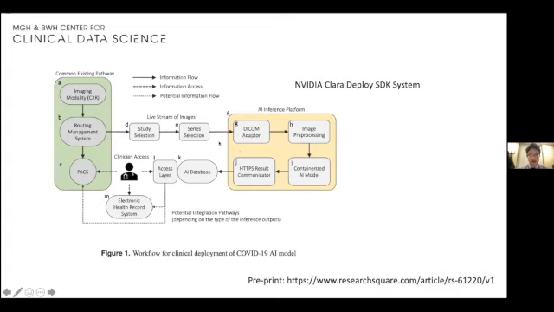This routing process is actually more complicated than it seems, and I'm not going to get into the details of it. But one particular issue that was a recurring issue and will continue to be an issue, not just for COVID, but for other AI models, is image series selection.